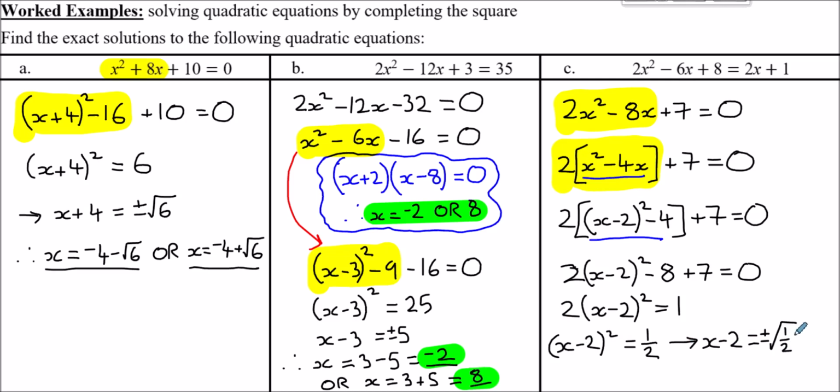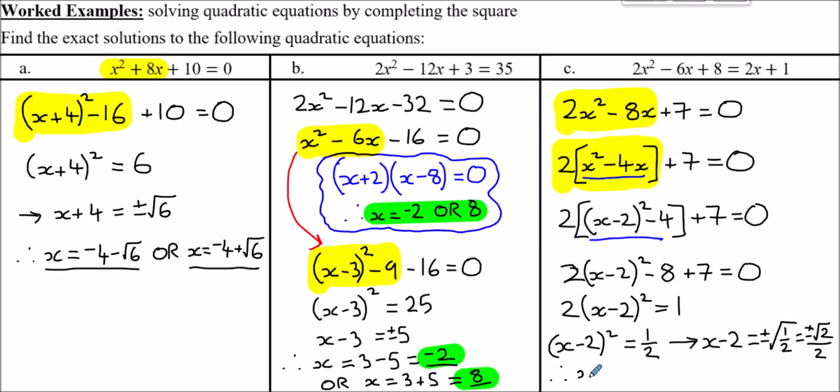And I'm going to slightly cheat now. I'm going to use warm-up example 3 to remember what plus or minus √(1/2) was. We worked out that √(1/2) is the same as 1 over √2, which is the same as √2 over 2 when we rationalise it. And so this thing here is the same as plus or minus √2 all over 2. Now, if we add 2 to both sides, we've solved it.